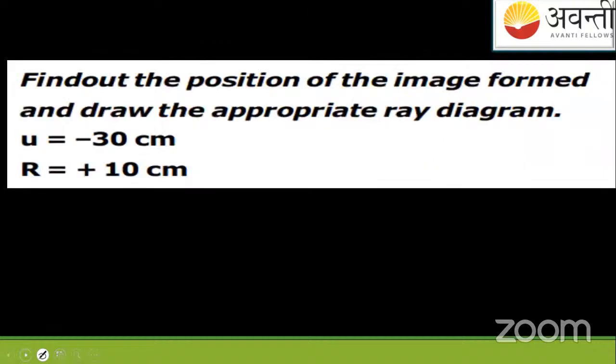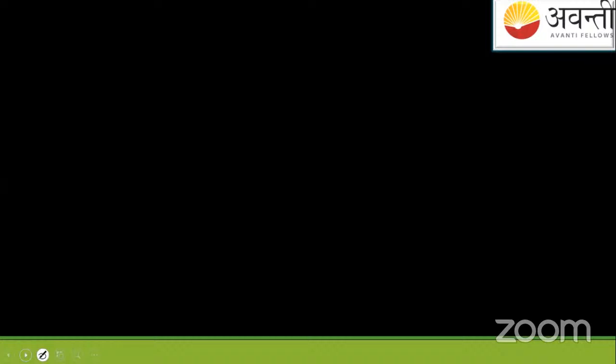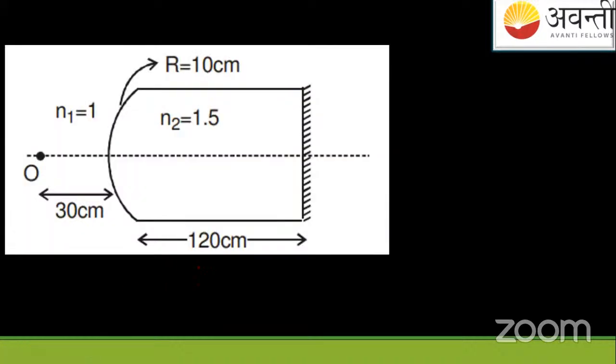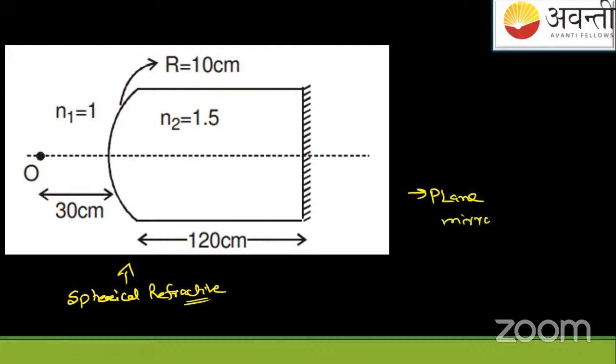Okay, so these questions we have already seen. This question, students, is a fusion question. These questions I call fusion questions. How? Because two concepts are mixed in this. You can see here a spherical refractive surface, and a plane mirror is also there. So these two concepts from the same topic, the ray optics chapter, are mixed.